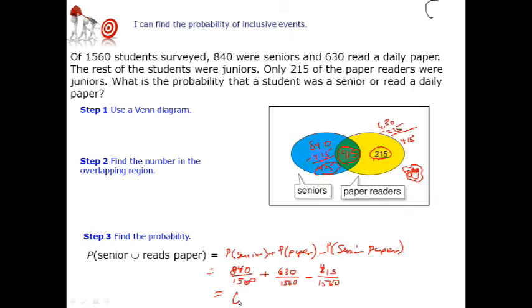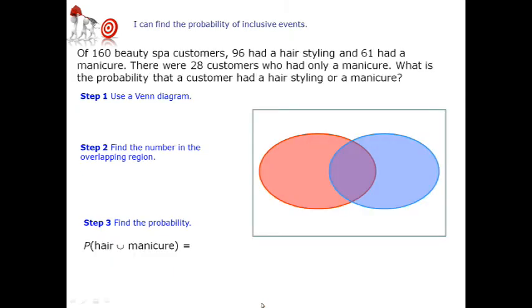Here's my 67.2%. So, there you have it, 67.2%. Okay, why don't you guys do the next one? The Venn diagram's already there for you. I'm going to do it up here while you do it at your desks, okay?